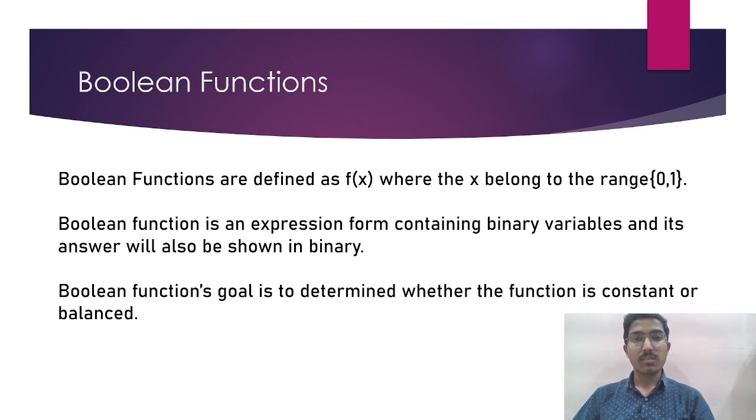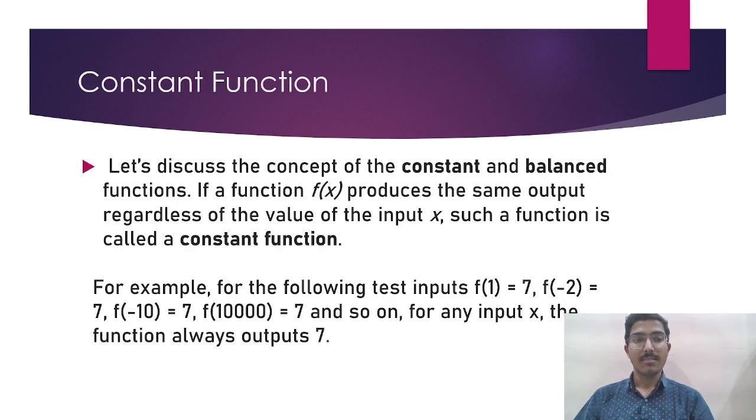A Boolean function is an expression containing binary variables, and its answer is also shown in binary. The goal is to determine whether the function is constant or balanced. Constant function: a constant function is a function which produces the same output regardless of the value of the input x. Such a function is called a constant function.